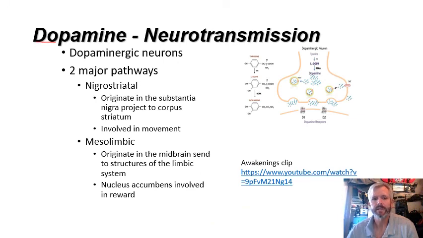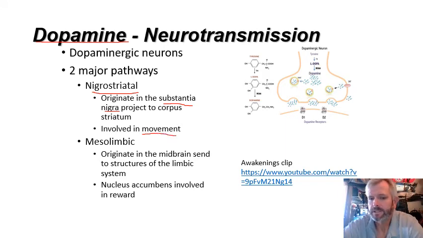The next, dopamine. So two major pathways, and some of these, we have the nigrostriatal, the substantia nigra, right? We're going to see it involved in movement. And Parkinson's, a disease of movement, right? You get the shakiness and they can't initiate movement.